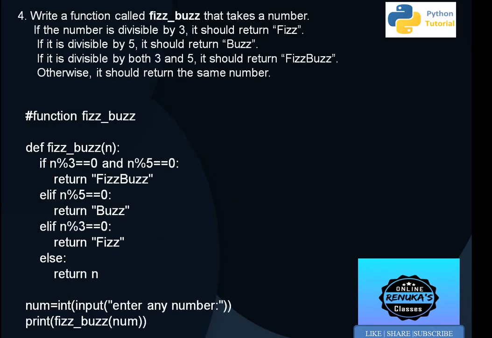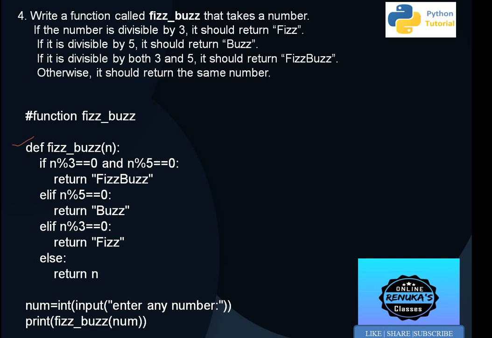Next program is designing a FizzBuzz function that will check whether the number is divisible by 3 or 5, or 3 and 5 both, or otherwise. So in every situation it has to return a different type of value. If it is divisible by 3, then return fizz; 5, then buzz; 3 and 5, then FizzBuzz; and otherwise it will return the number. So starting from here, this is the definition.